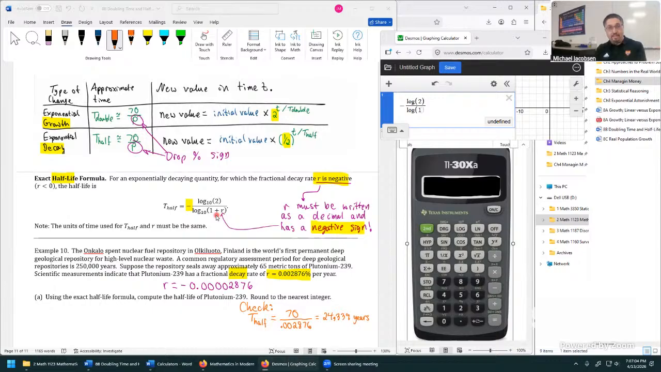Again, the formula is kind of annoying in a certain sense. The author has to write it this way to be mathematically correct, but it just makes it weird the way you use it. You really put a negative there because you're using that value, 0.00002876. And here's what this one comes out as. To the nearest year, it's 24,101 years, which is pretty close to this, telling us we're on the right track.